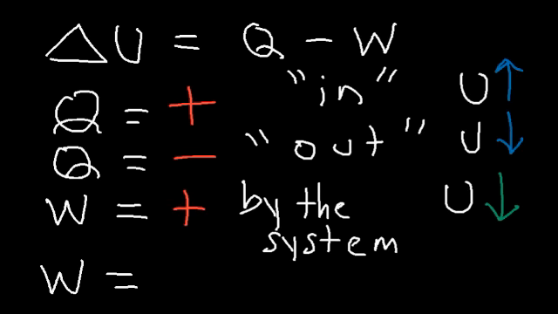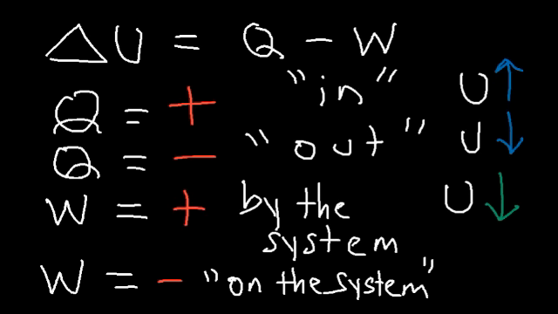W is negative if work is done on a system. That is, if the surroundings perform work on a system. A good example is if you compress a gas. And let's say the system is the gas. Work is being done on the system. The internal energy will increase. Now, if the gas expands, then it's doing positive work. And so its internal energy decreases.